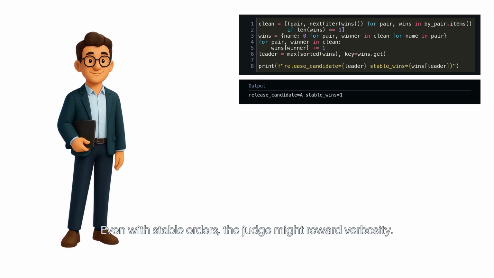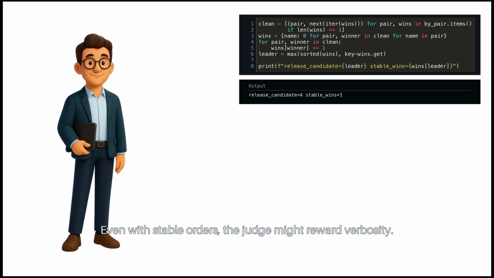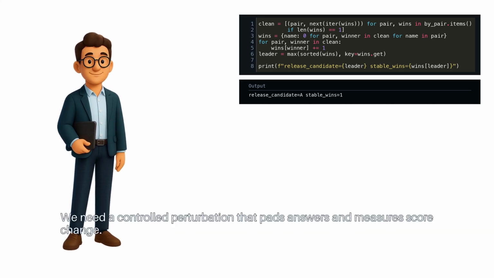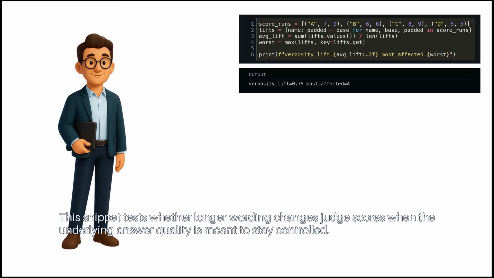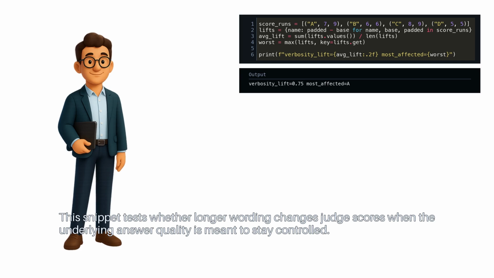Even with stable orders, the judge might reward verbosity. We need a controlled perturbation that pads answers and measures score change. This snippet tests whether longer wording changes judge scores when the underlying answer quality is meant to stay controlled.